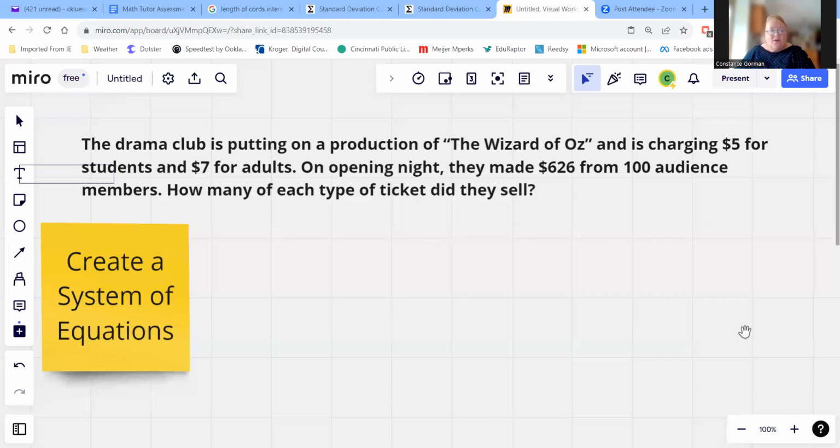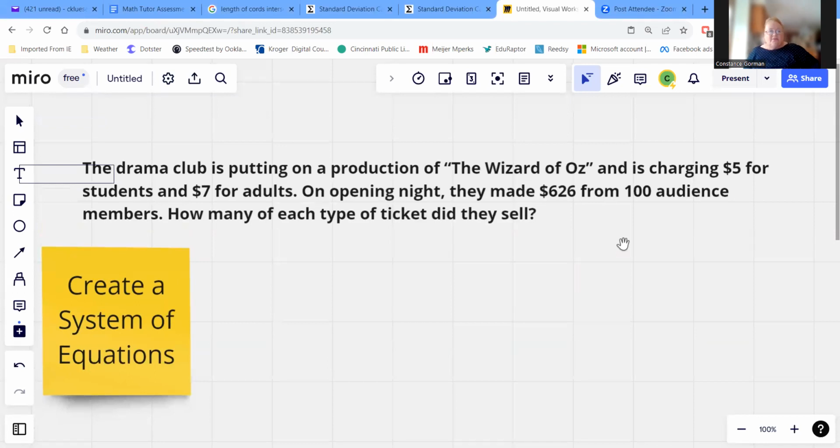All right, so the Drama Club is putting on a production of the Wizard of Oz, and is charging $5 for students and $7 for adults. On opening night, they made $626 from 100 audience members. How many of each type of ticket did they sell?